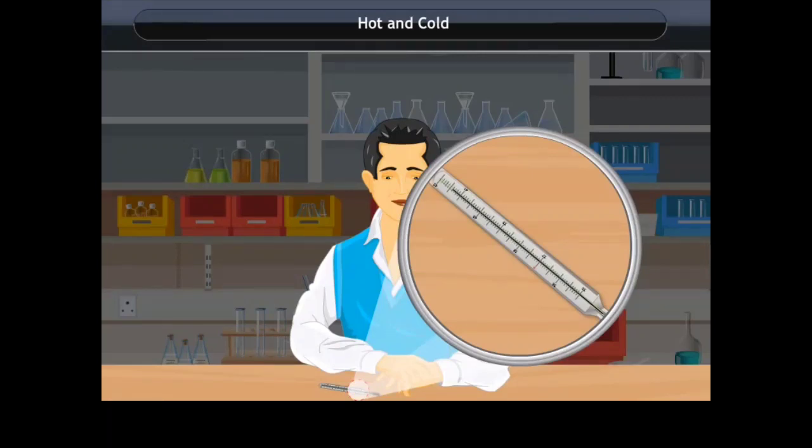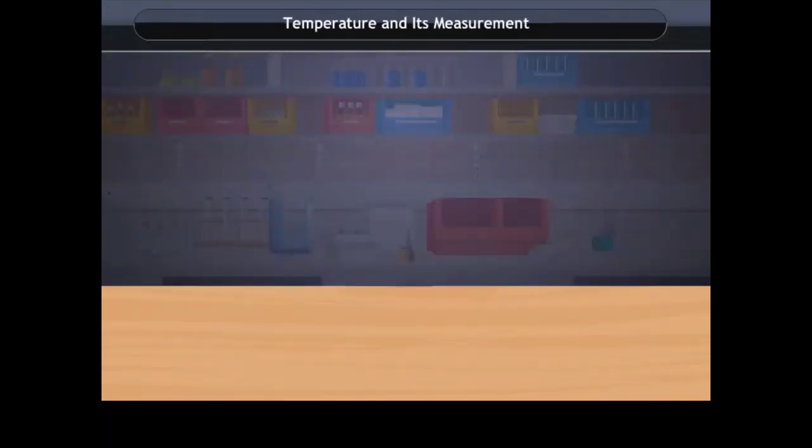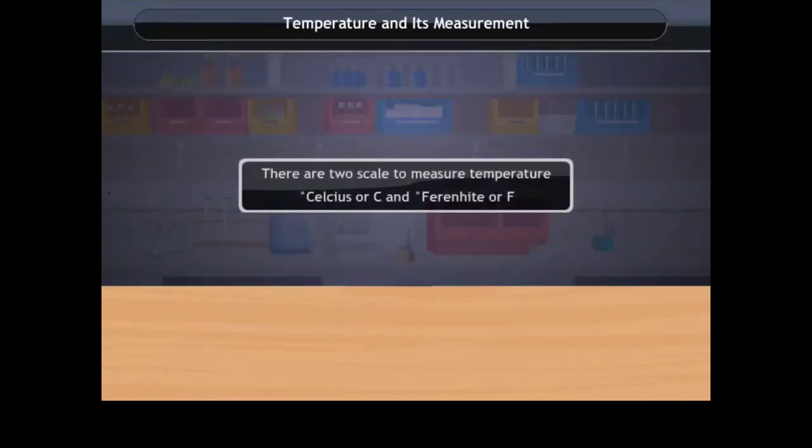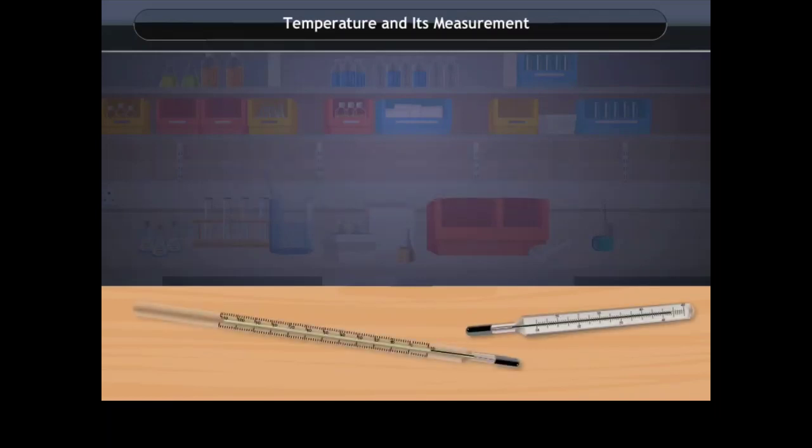The reliable measure that is used to find the degree of hotness or coldness of an object is called temperature. The device which is used to measure the temperature is called a thermometer. Temperature and its measurement. There are 2 scales to measure temperature: degree Celsius or C and degree Fahrenheit or F. There are 2 types of thermometers: clinical thermometers and laboratory thermometers.